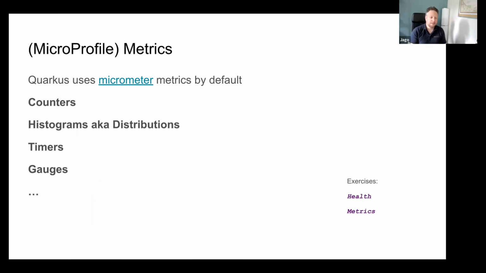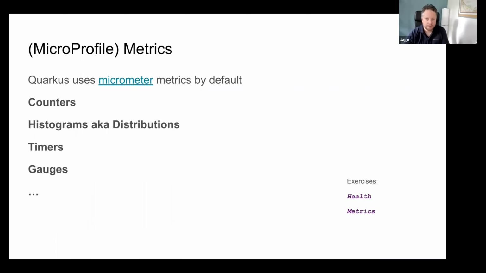Timers are actually histograms with a little counter attached to them. So they have the same information as histograms and counters combined, and are primarily used to see how long a method call or a REST endpoint takes, the duration of that.